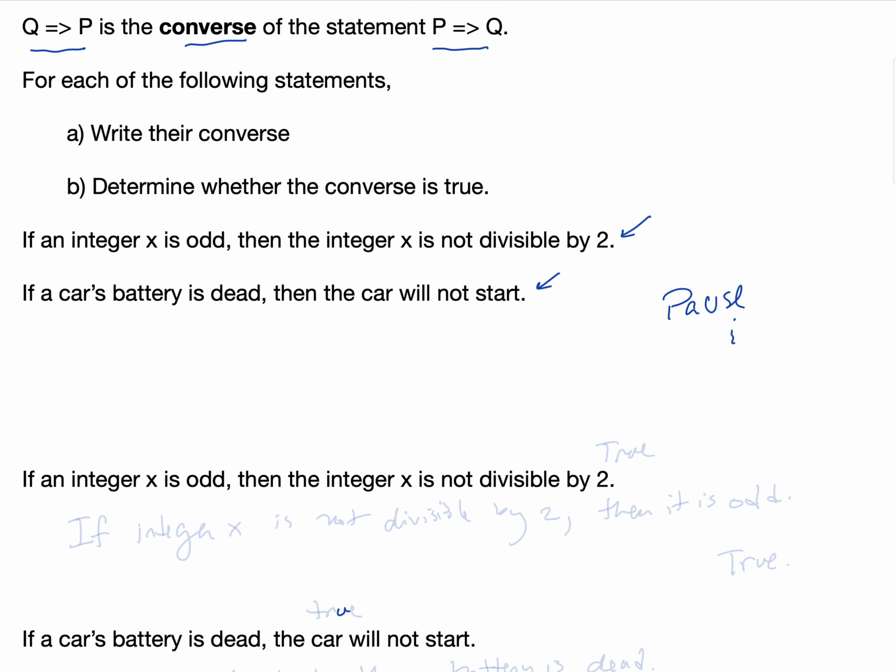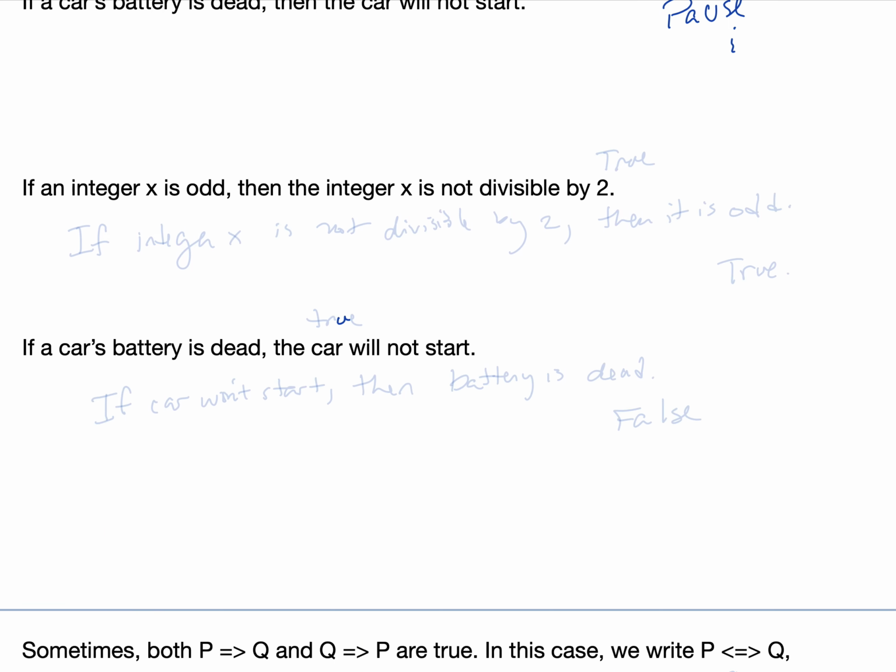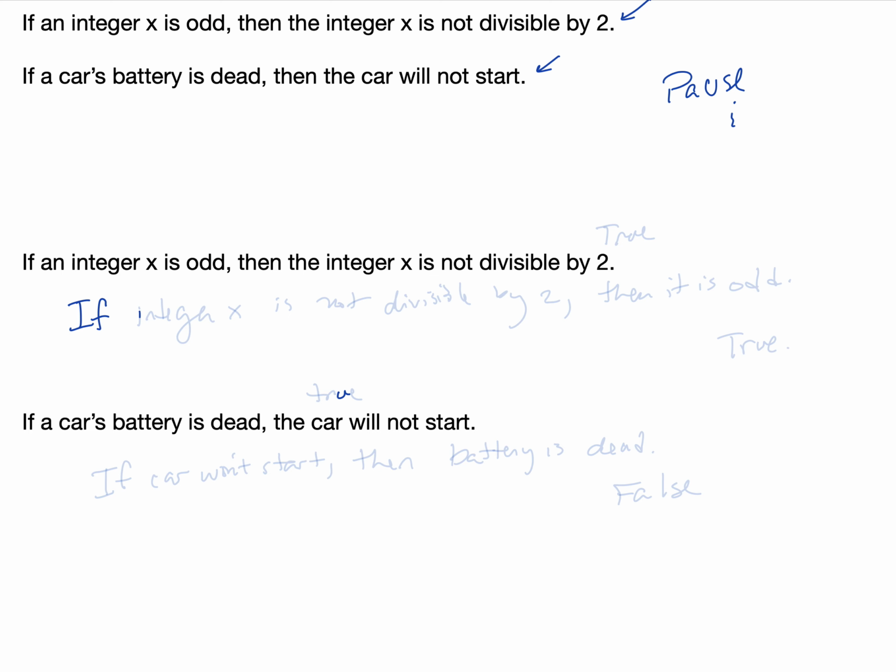All right, let's first write the converse of this statement. So this is just reversing. If the integer x is not divisible by 2, then it is odd. So that would be the converse. And in this case, this converse is true. If an integer is not divisible by 2, then it will be odd. An integer is even if it's a multiple of 2. An integer is odd if it is not a multiple of 2. So in this case, both the original statement and its converse are true.